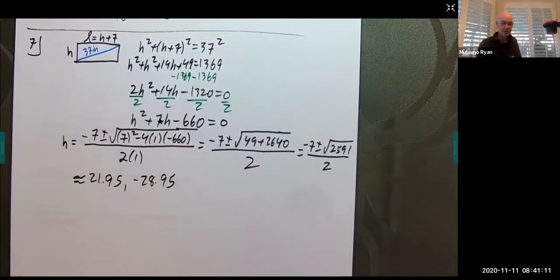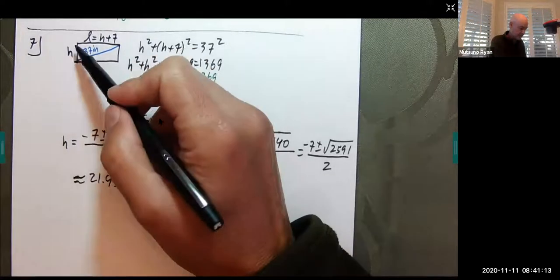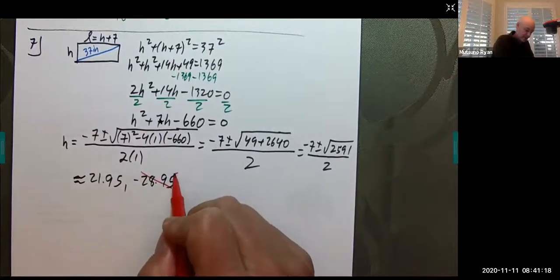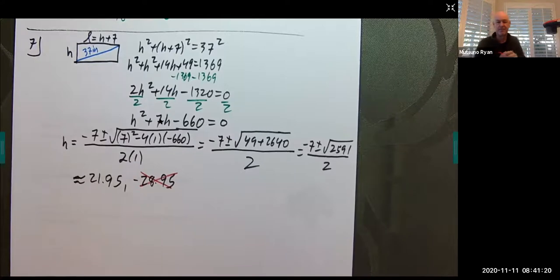And to be clear, since we are talking about the length of a rectangle, we can actually dump out the negative one. It has no bearing on what it is that we're trying to do.